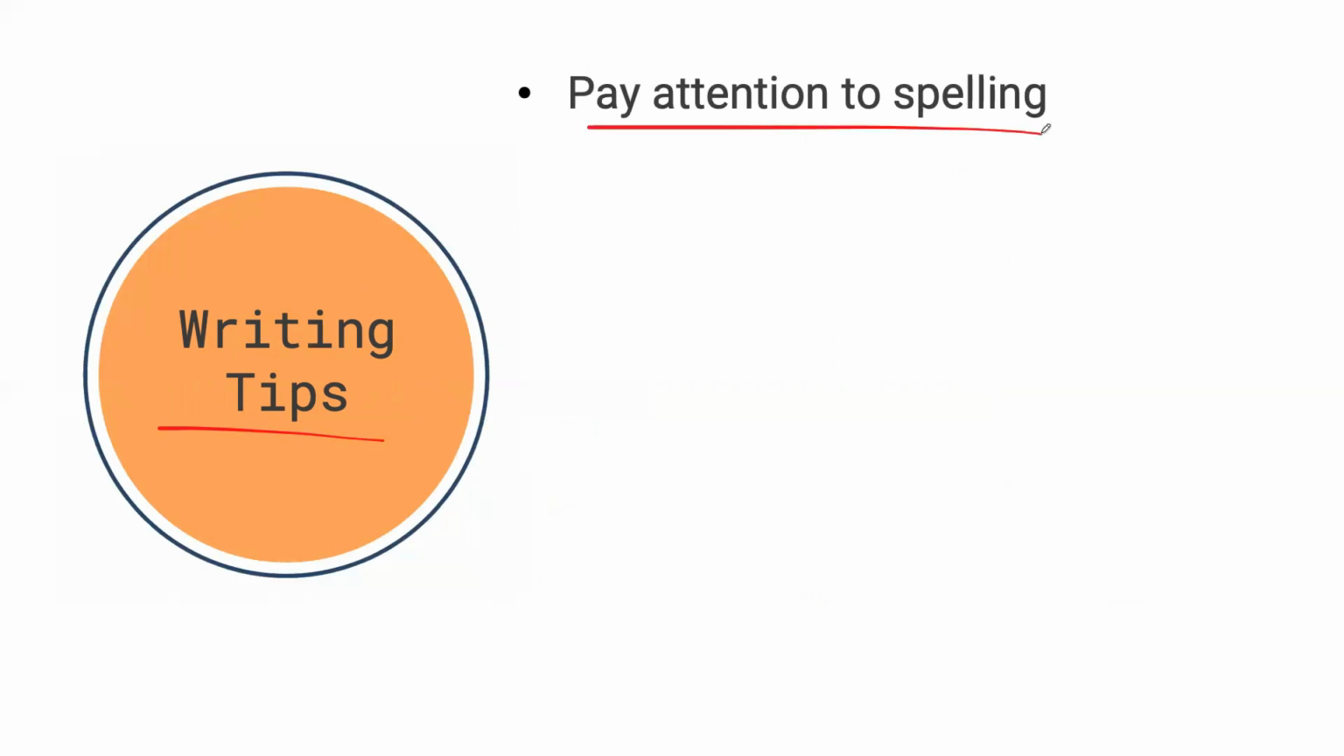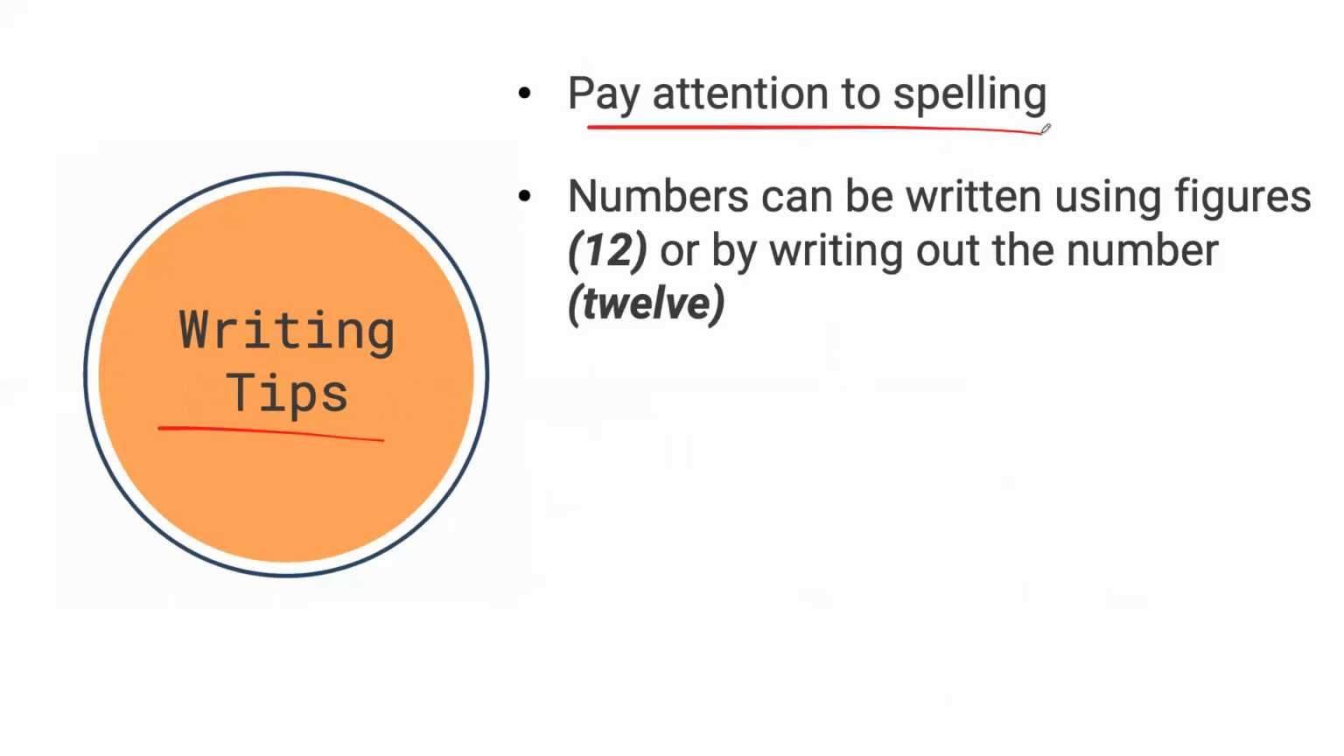Now, since we're going to be writing our answers, I just want to go over some tips with you. First off, like I said, pay attention to spelling. This really goes without saying. If you have numbers that you have to write, be aware of your options. So they can be written using figures like you see here, or by writing out the number as you see here. So even if in the passage you see the number 12, you could definitely write it out since it is the same thing. This is really important and good to know.